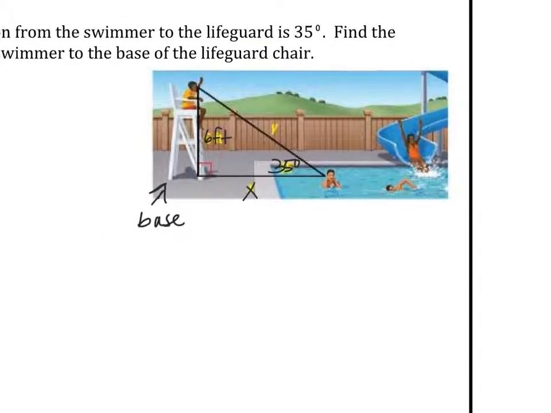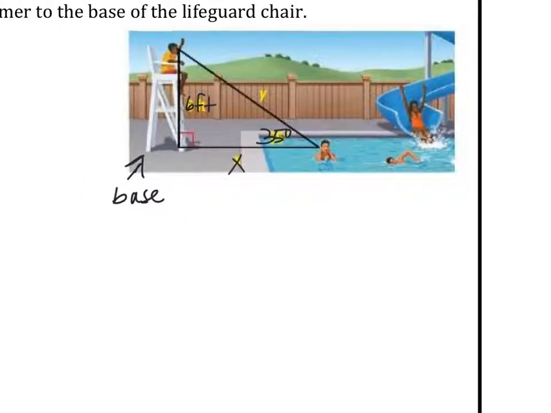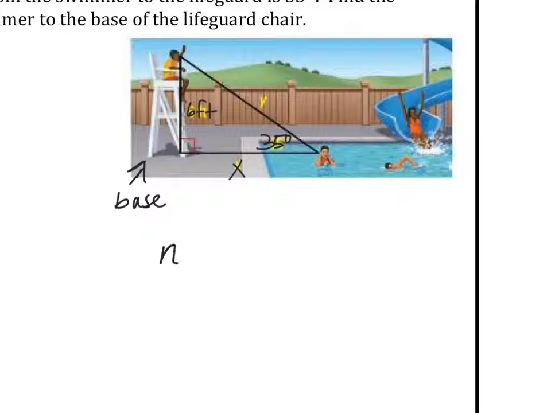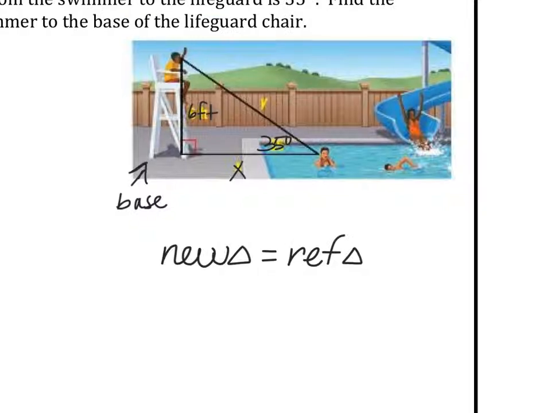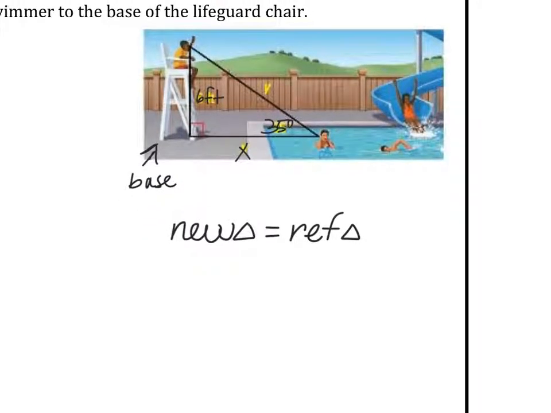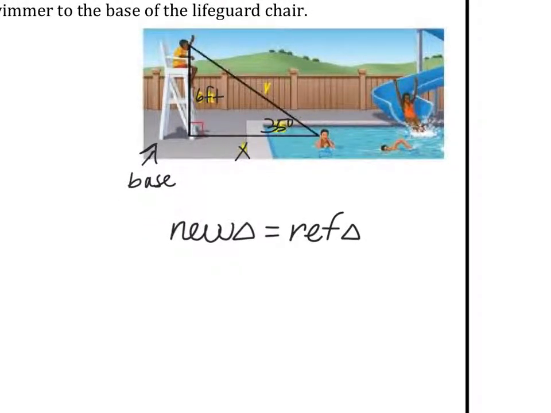Okay, at this point, you solve it the exact same way you've been solving it for days now. Right? I want to see new triangle equals reference triangle. If you want to do this without me, that's fine. You go for it. I'm going to do it on the board. But you have your trig sheet with you, so you can use it. I trust you to do that. You have 6 and x. That would be your opposite and your adjacent. We're not solving for y. Okay, go for it. Solve this one out, please.